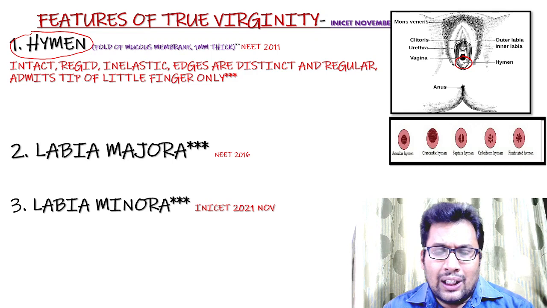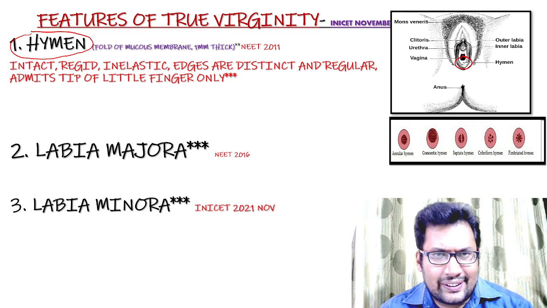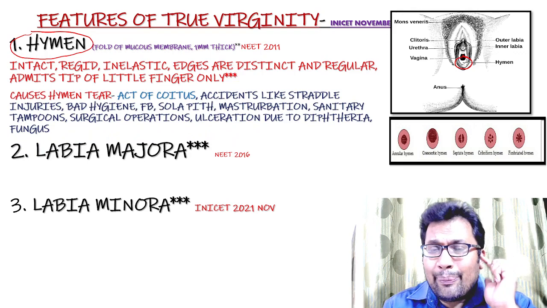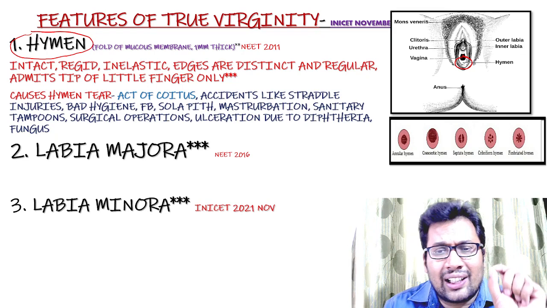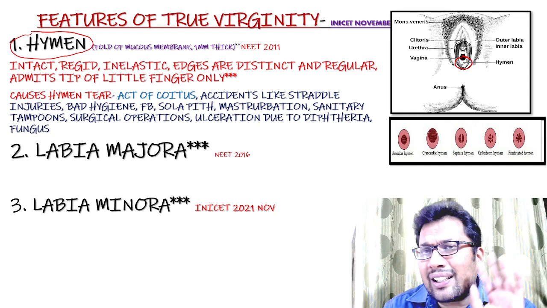Hymen tear occurs in multiple conditions. It can be the act of coitus. It can be accidents like straddle injuries, bad hygiene, foreign body, masturbation, sanitary tampons, surgical operations, ulceration due to diphtheria or fungus or other infections. So all these are causes. Not only the act of coitus, there are n number of causes.